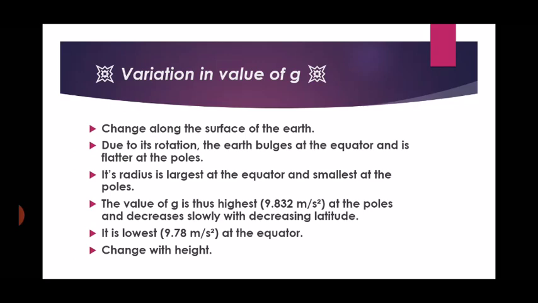So the value of g is the highest at the poles, that is 9.832 meter per second square, and this value decreases with latitude. It is the lowest at the equator, that is 9.78 meter per second square.